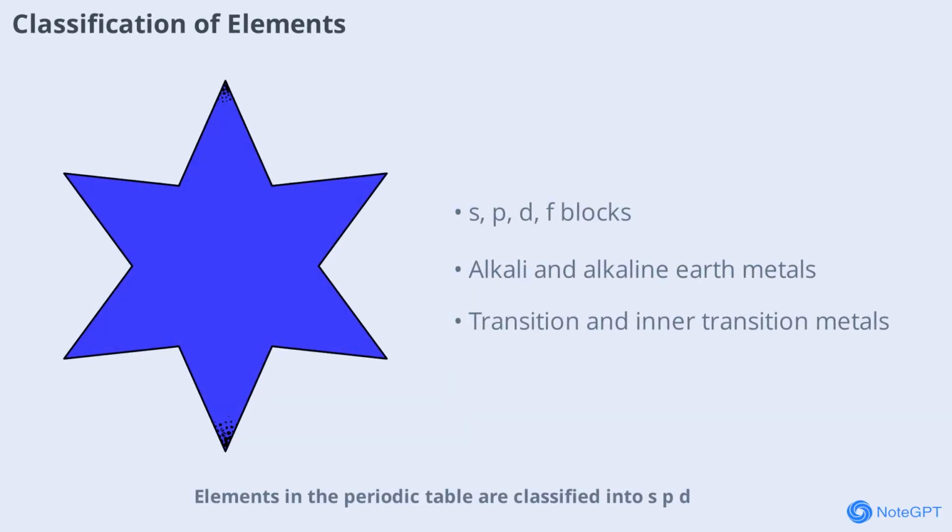Elements in the periodic table are classified into S, P, D, and F blocks based on their electronic configuration. The S block includes alkali and alkaline earth metals, known for their reactivity. The P block contains a diverse range of elements, including nonmetals, metalloids, and some metals. The D block, or transition metals, are known for forming colored compounds in variable oxidation states. Lastly, the F block consists of lanthanides and actinides, which are often placed separately at the bottom of the table. Understanding these classifications helps in predicting chemical behavior and reactivity.